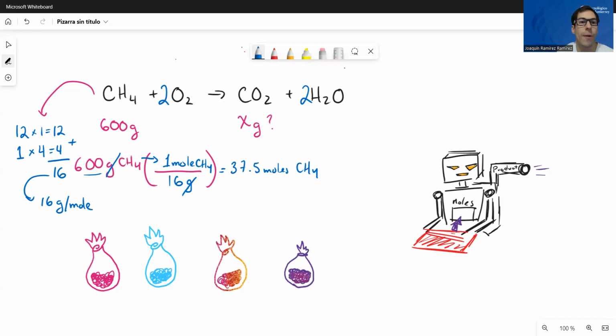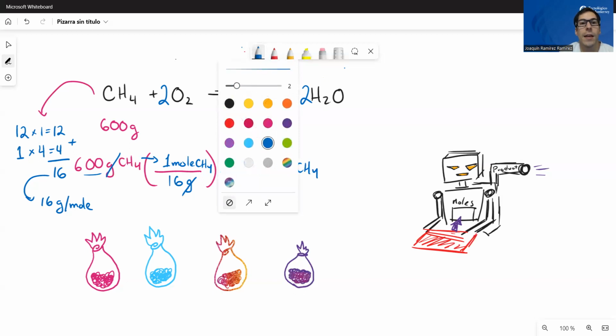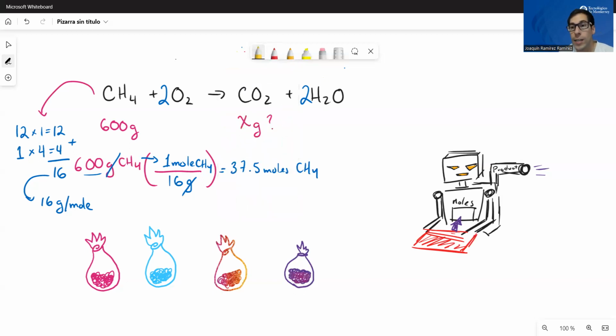So I just took the grams of a reactant, I calculated the molar mass of that substance, and I used that to convert the grams of the substance into moles of substance. Remember, we want this because our recipe, our balanced chemical reaction, is written in the mole language, okay? So now that I know the moles of reactant, in this type of exercises or calculations, we assume that the amount of oxygen is enough. We have enough oxygen to convert all of the moles of methane into product, okay?